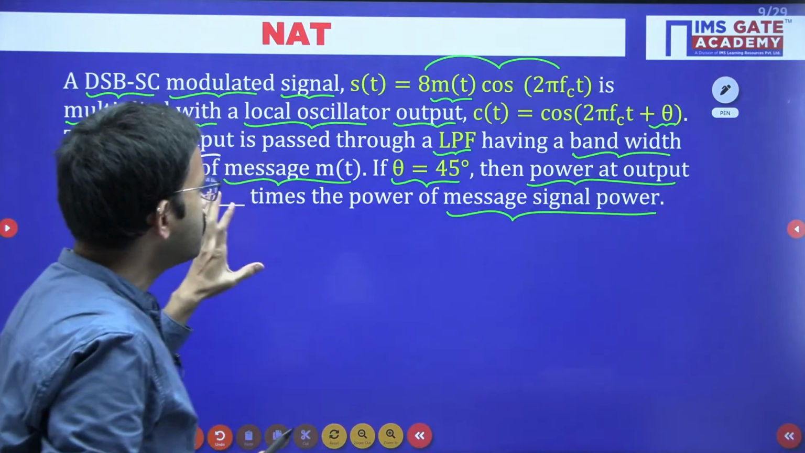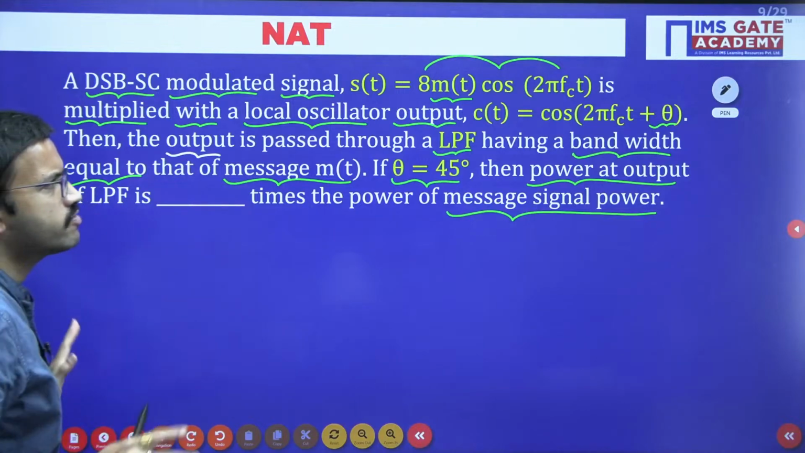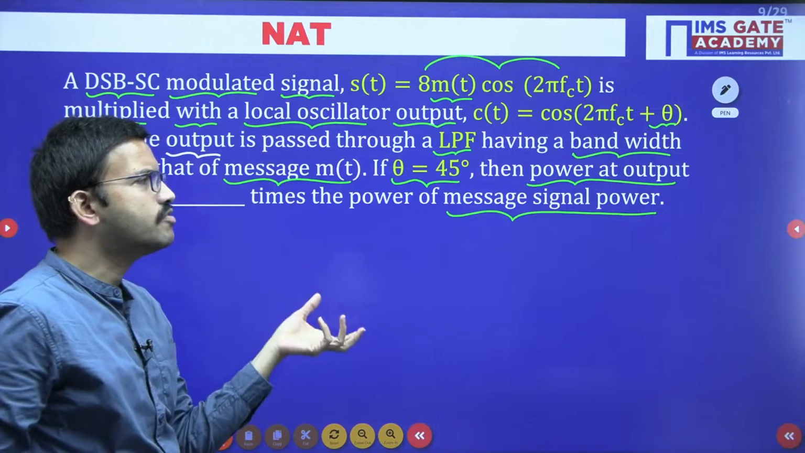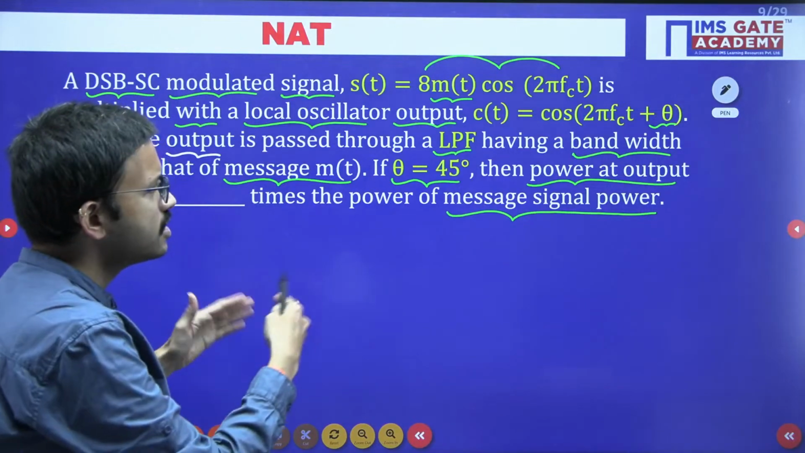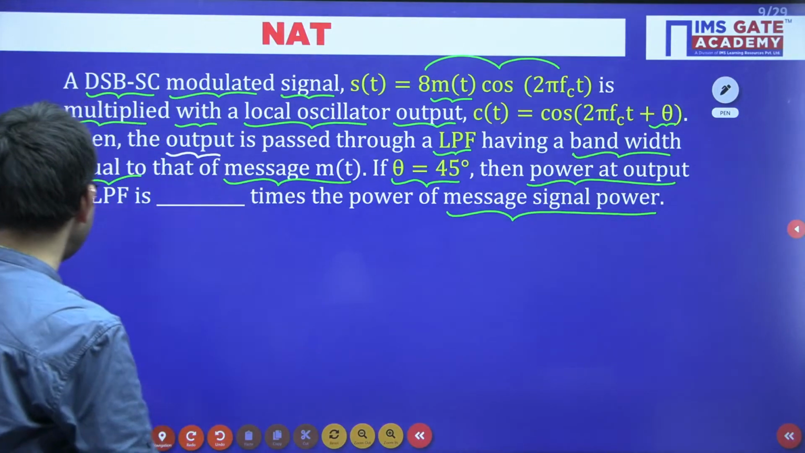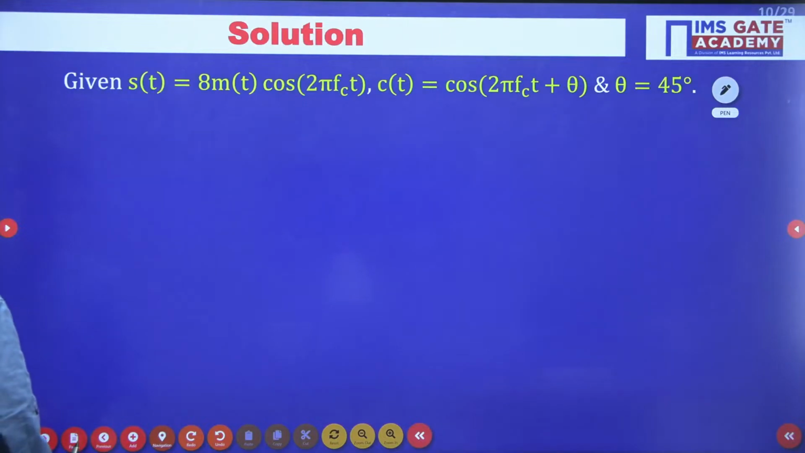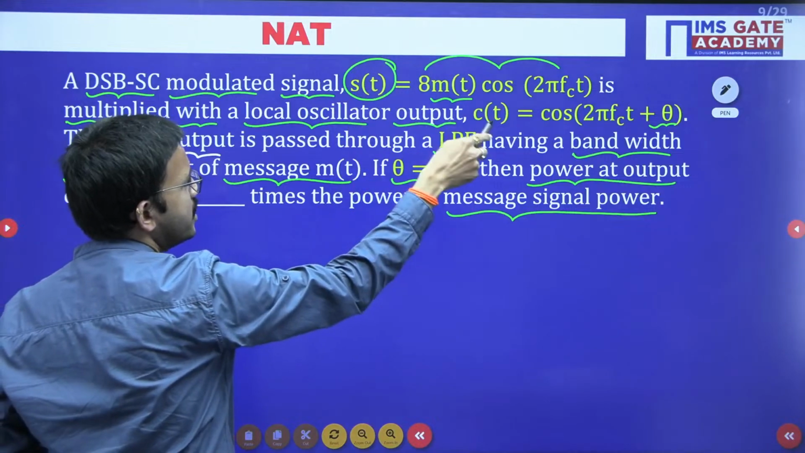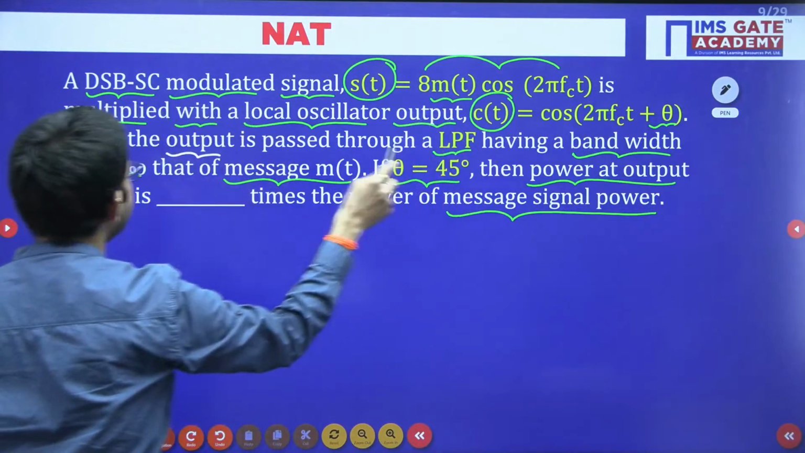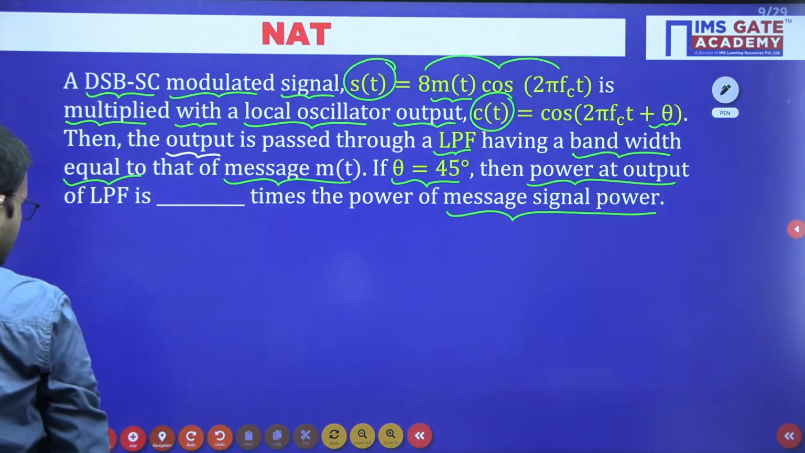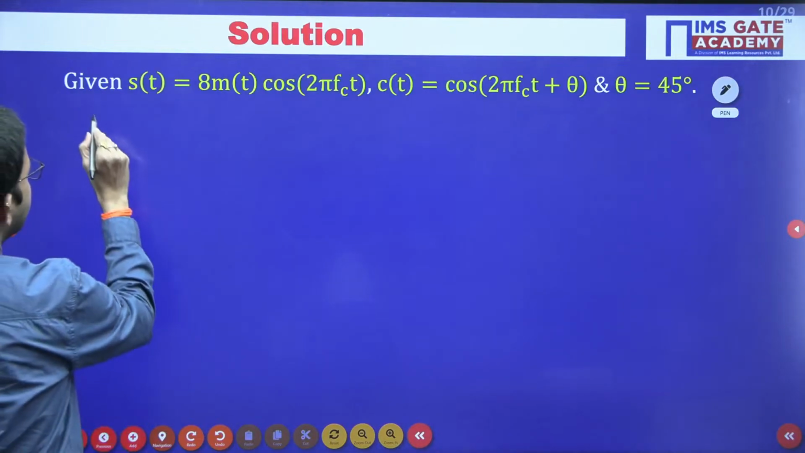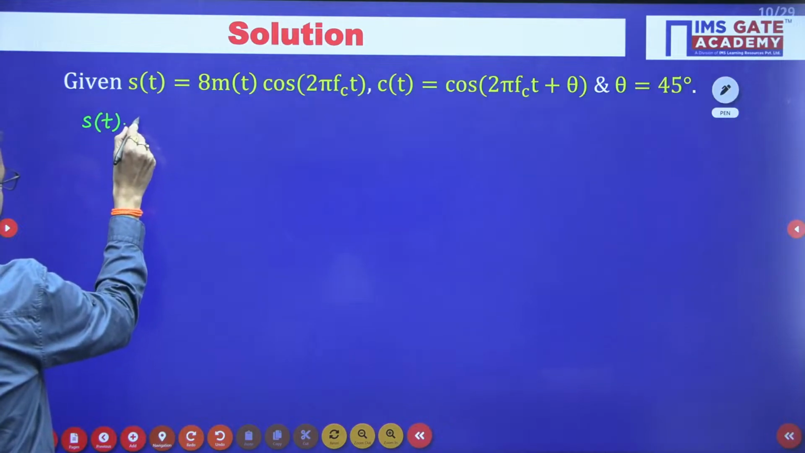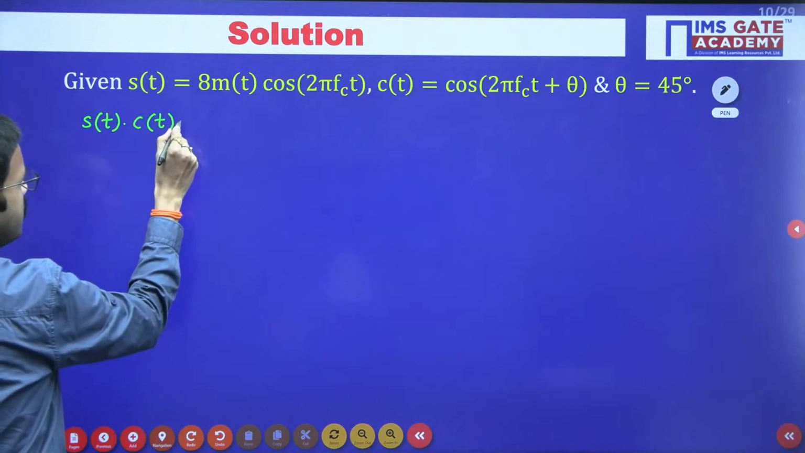So this question is also similar to the earlier one. The only difference is that in the earlier question we had the block diagram, but here we don't, but the rest is the same procedure. So here initially you have S of t signal, and then you have the carrier signal, and we are multiplying these two signals. So S of t into C of t.